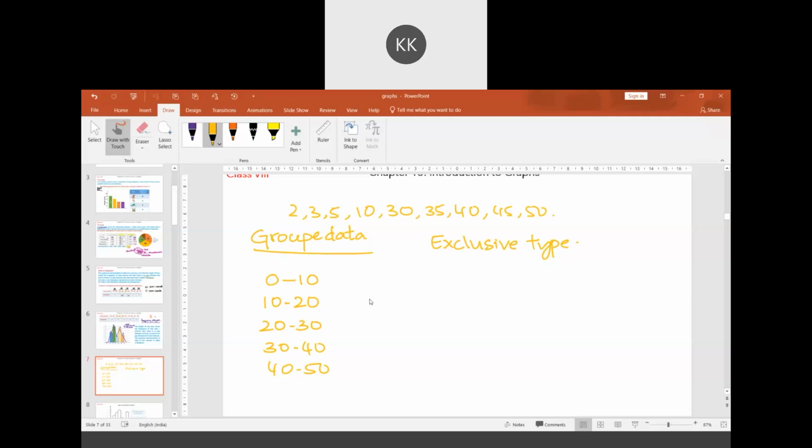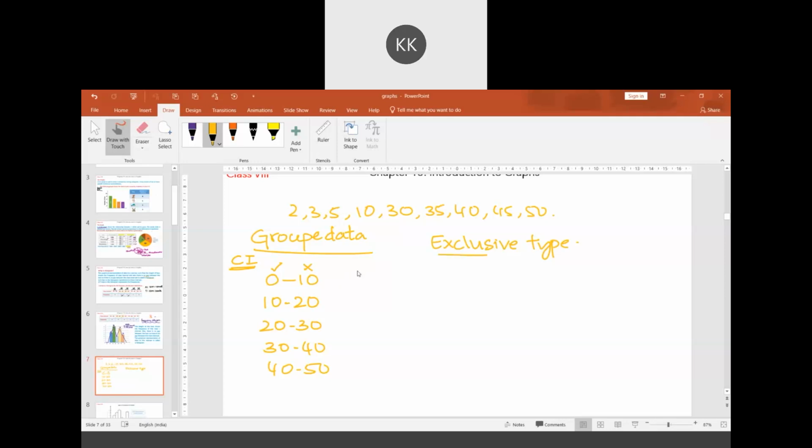In this exclusive type, 0 is considered, 10 is not considered in this class interval. These are called class intervals. In the first class interval, it is 0 to 10. 0 is considered, 10 is not considered. So then why don't we write it as 0 to 9? I'll tell that. That is called the inclusive type. This is the exclusive type.